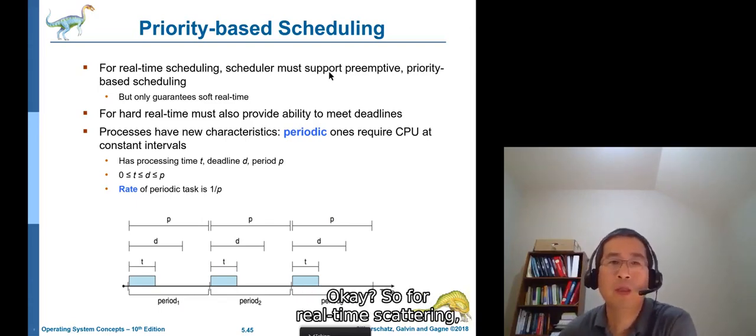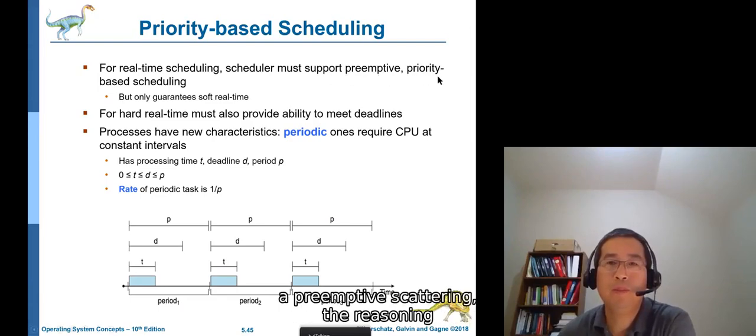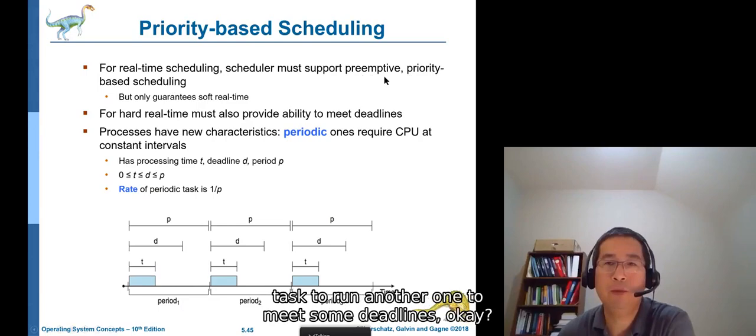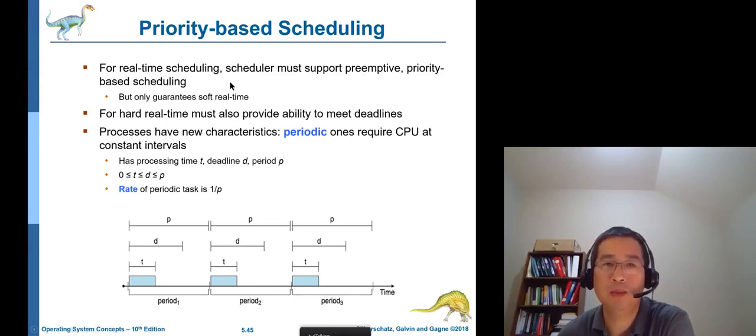Okay. So for real-time scheduling, the scheduler must support preemptive priority-based scheduling. The reason is that we cannot keep running a job till it finishes, because we have to preempt that job task to run another one to meet some deadlines.